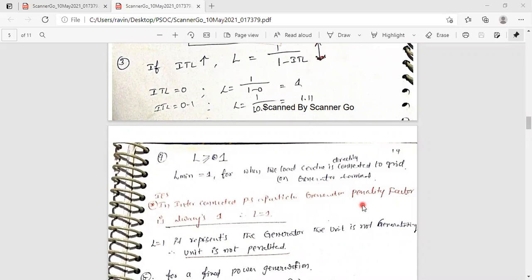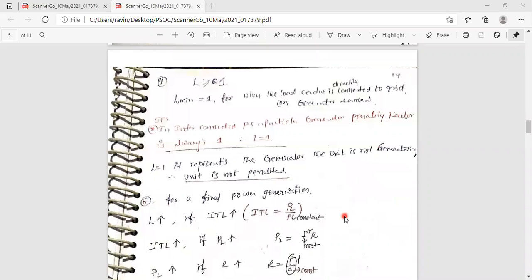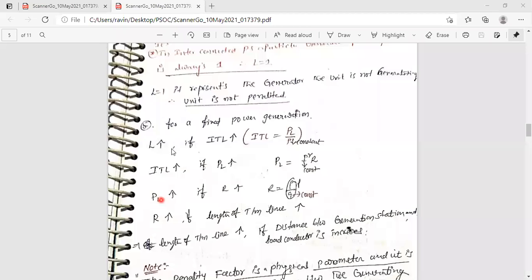Particular generation penalty factor is always 1. If penalty factor is 1, it represents the generating unit is not generating. The effective units are there in the power plant: generator 1, generator 2, generator 3, generator 4. If any generator is penalized, the unit is not generating any power.